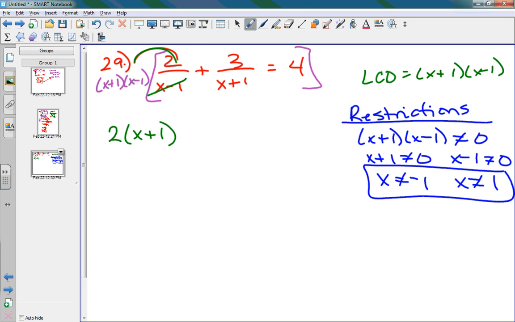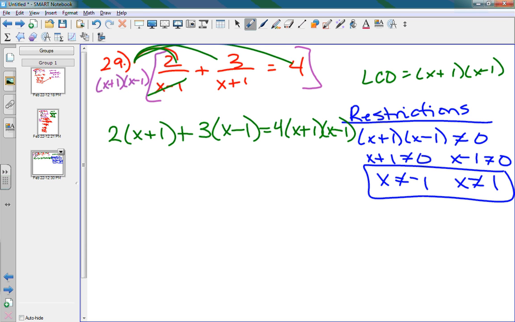Moving on to the next fraction. What cancels out in that one? The x plus 1 cancels out. I bring down the 3 and I'm left with the x minus 1. Go to the last one, across the equal sign. Does anything cancel out? No, so I have to have both of them, don't I? Okay, now what do you do, folks?